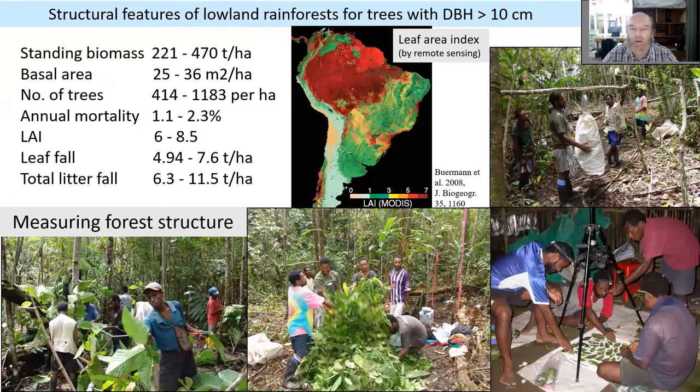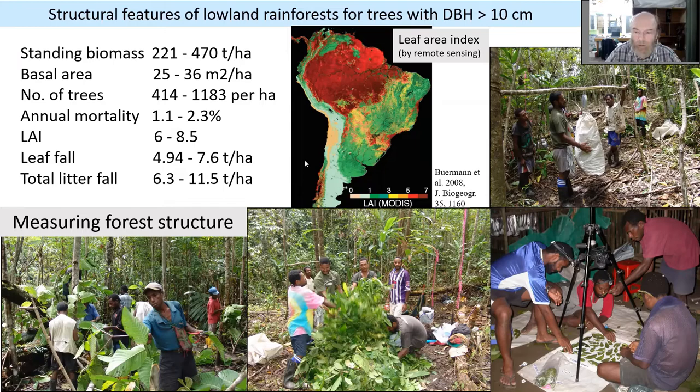These statistics here are for 10 centimeters and above, which is the standardized size when we are talking about trees. Then annual mortality for these trees above 10 centimeter DBH, between 1 and 2.3%. We have discussed that before. Leaf area index, I just explained. And then we can also look at the leaf fall and total litter fall, which includes also falling trees and branches, in tons per hectare.